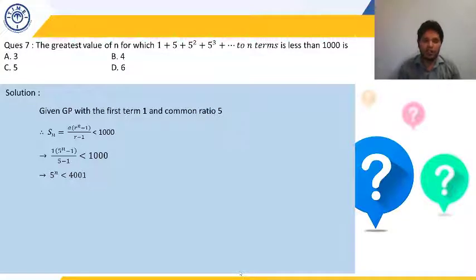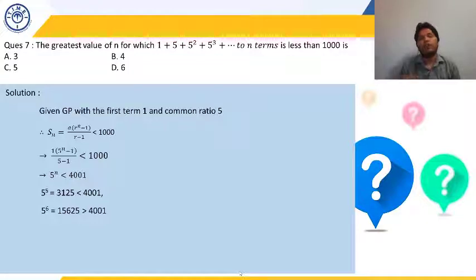But to get this value, we have to use the approximation. We know what is 5 to the power 5. It is 3125, which is less than 4001. And what is 5 to the power 6? It is 15625, which is greater than 4001. So 4001 is going to be somewhere between 5 to the power 5 and 5 to the power 6, because 4001 is more than 5 to the power 5 and less than 5 to the power 6.